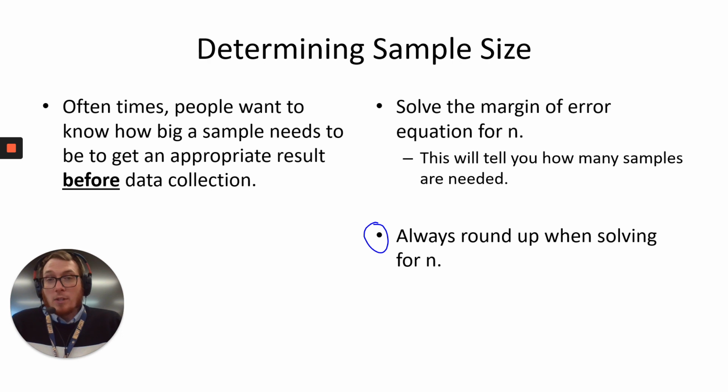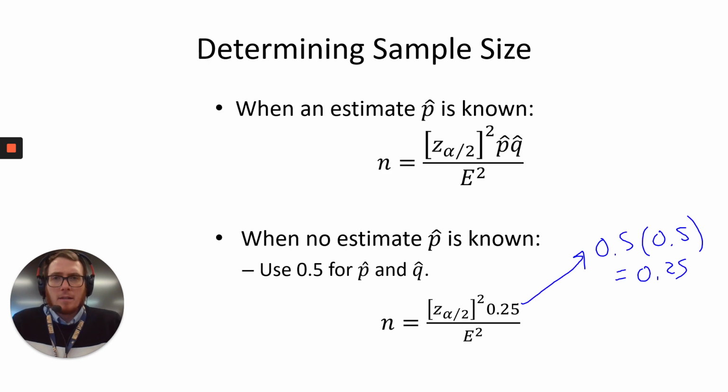The important thing is when you find n, you always want to round up. So even if it's like 100.1, you round that up to 101. And the reason for that is you have to make sure to include that many people or subjects in your sample. And so you have to round up to make sure that you've got enough space.